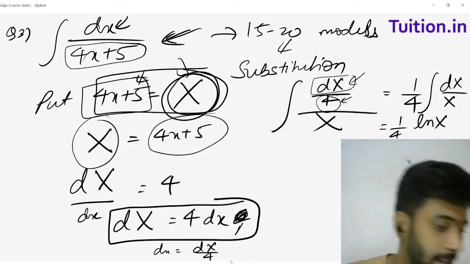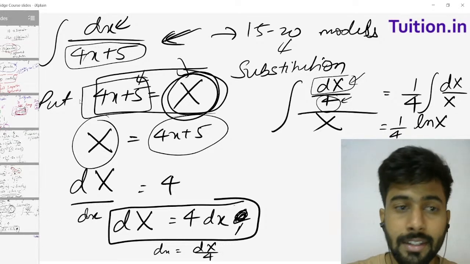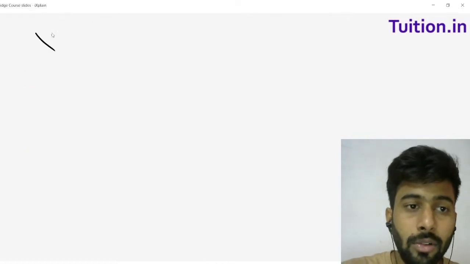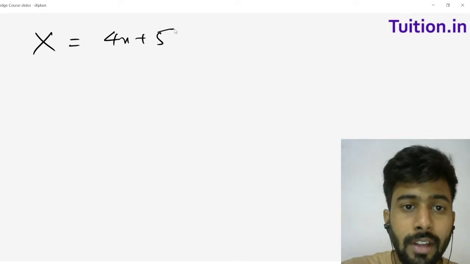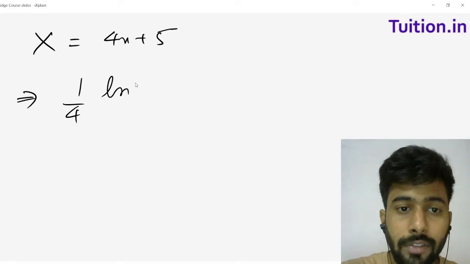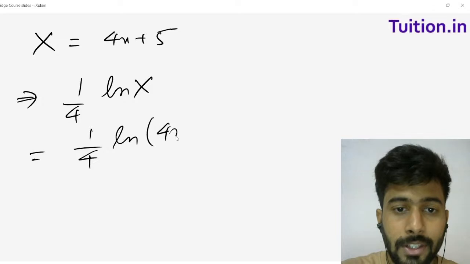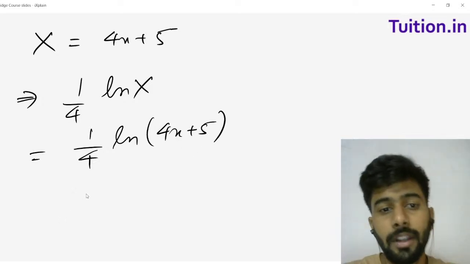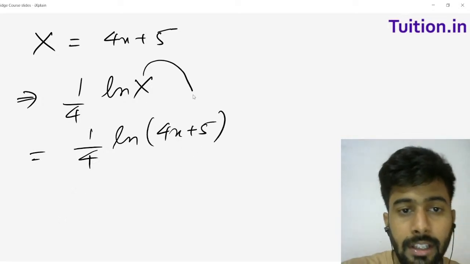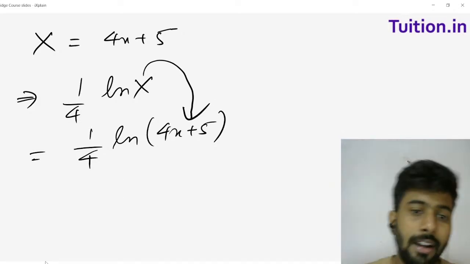Okay. Since I'm not getting any doubts in the chat box, I'm assuming people are understanding this. So how far have we come? We know that capital X is 4 small x plus 5, and we got our final answer to be 1 by 4 ln of capital X, which is nothing but 1 by 4 ln of 4x plus 5. I substituted capital X as 4x plus 5 again from where I had started.